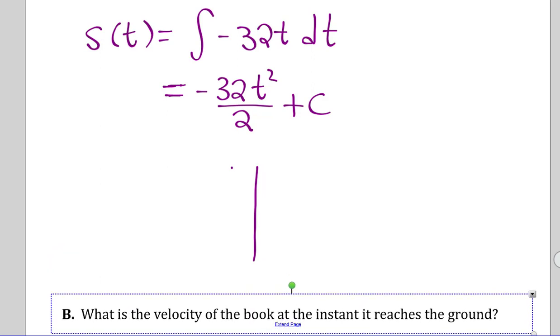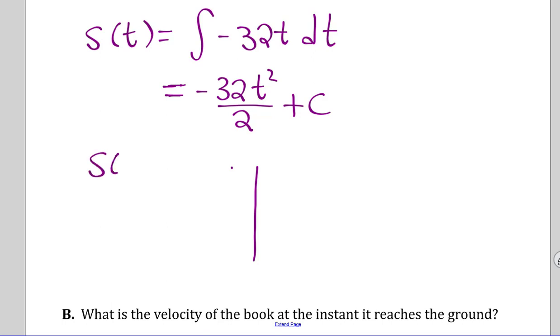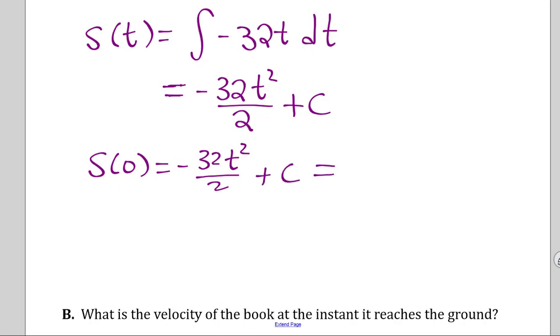So I know that s of 0, which is negative 32t squared over 2, I can call that 16, okay, plus c, it should be equal to 48. All right, so when I go on and solve for that, we could just put the 48 in. If that's our initial condition, and then we integrate it, then we really don't have to go through the step of solving, right? That's kind of the point of what we're looking at here.